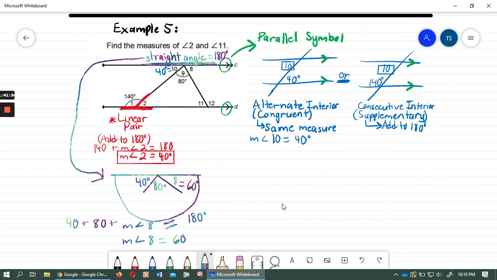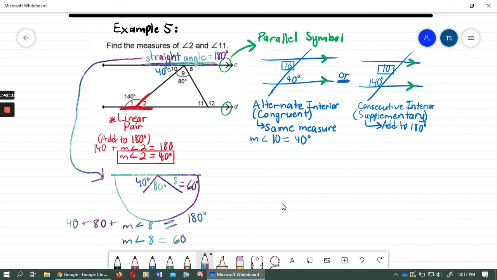In order for that to work. Alright, and again, that was because we had a straight angle, and again, that straight angle was 180 degrees. Any straight angle, any straight line has a total of 180 degrees, okay? And so, let's move on here.